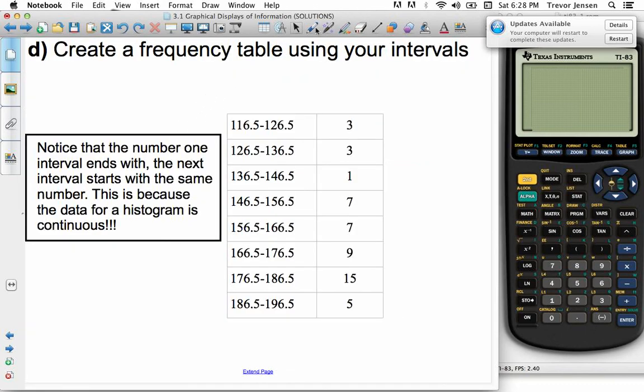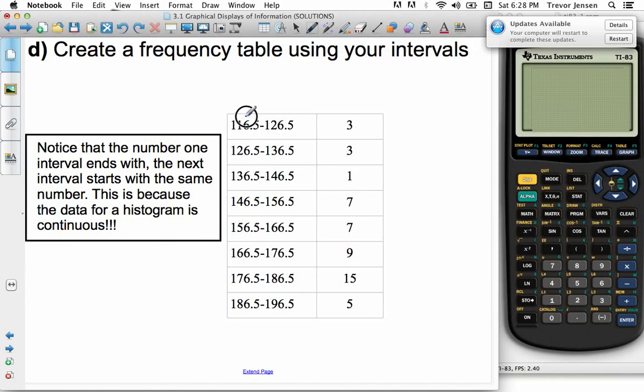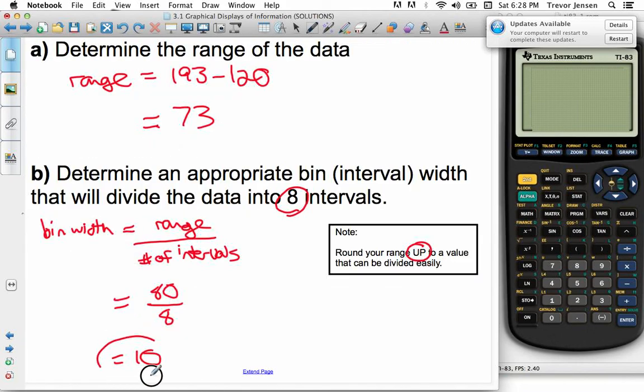Now, the next thing you need to do is make your frequency table. I've done that for you here. We decided that our initial starting point is going to be 116.5, and we also decided that we're going to go up by 10s, and that'll cover a range of 80. So that means we'd start at 116.5. It's going to cover a range of 80, so it's going to go to 186.5. That's what our range is going to cover.